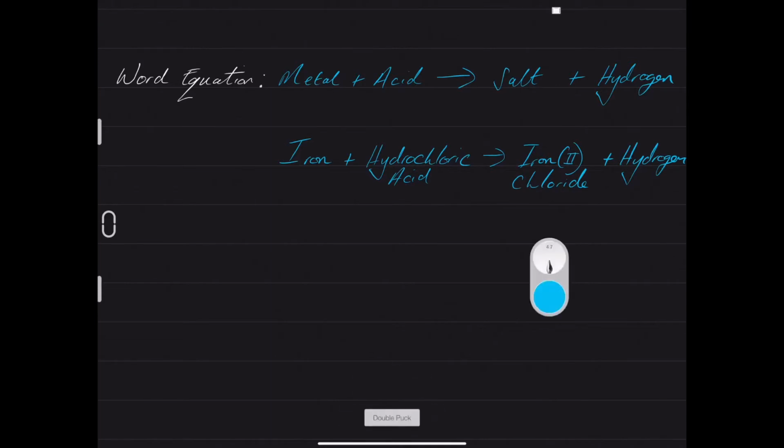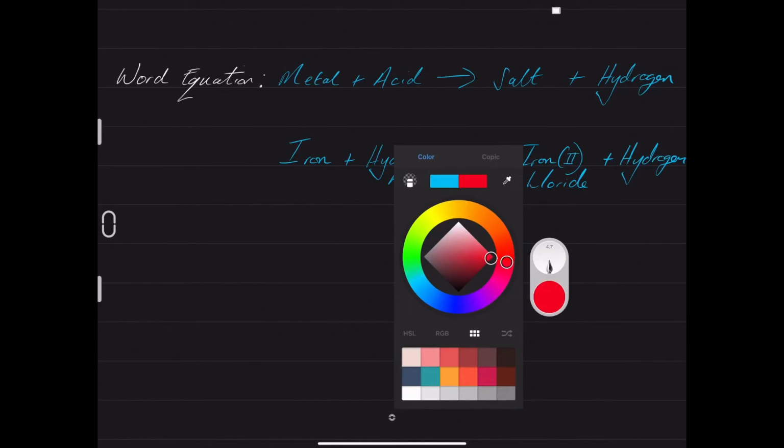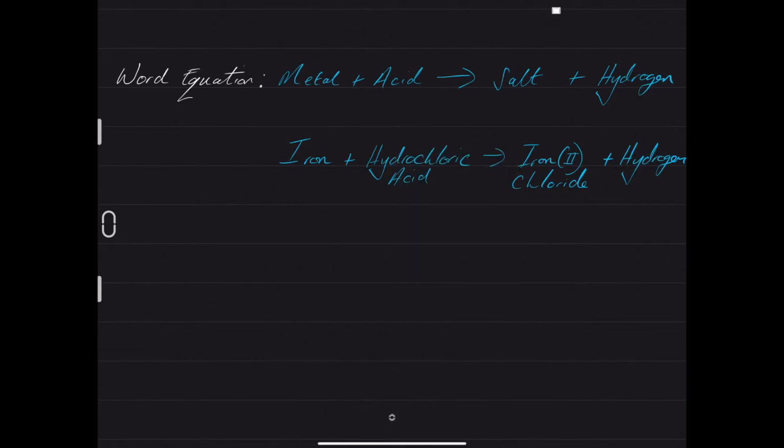Okay, so if we were to look at silver and hydrochloric acid, you should have a big cross, or you should have stopped there. This is because silver is lower than hydrogen in the reactivity series, so you would not have a reaction taking place. A reaction would not go forward because silver is below hydrogen in the reactivity series.